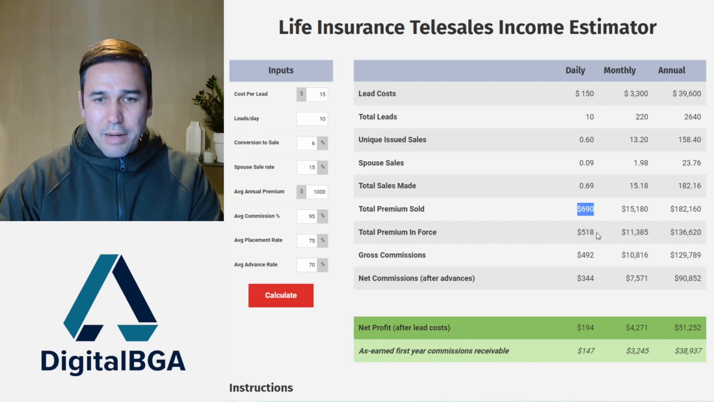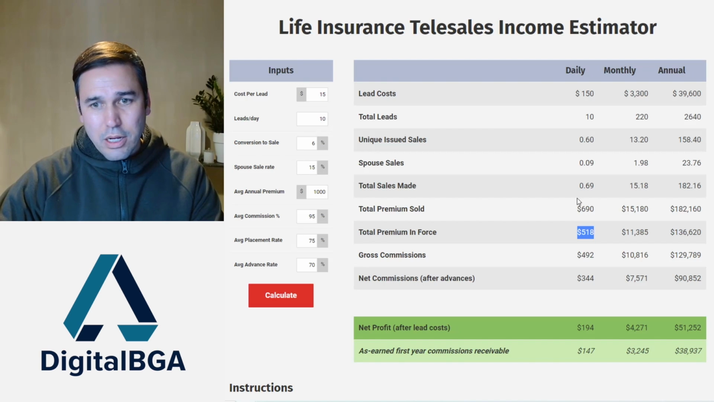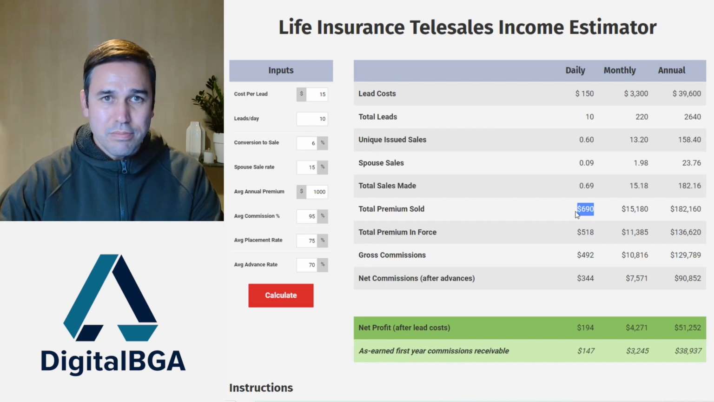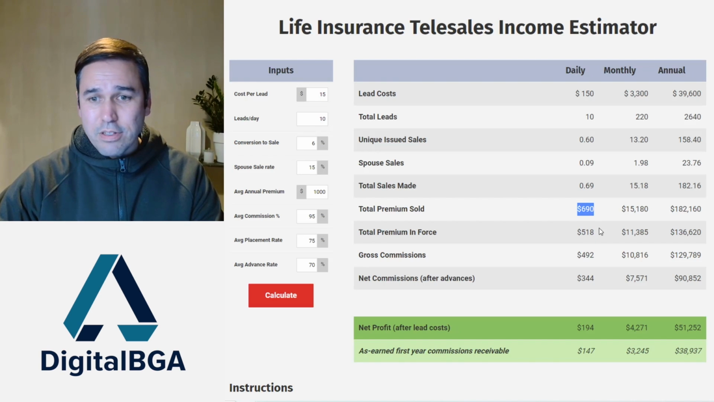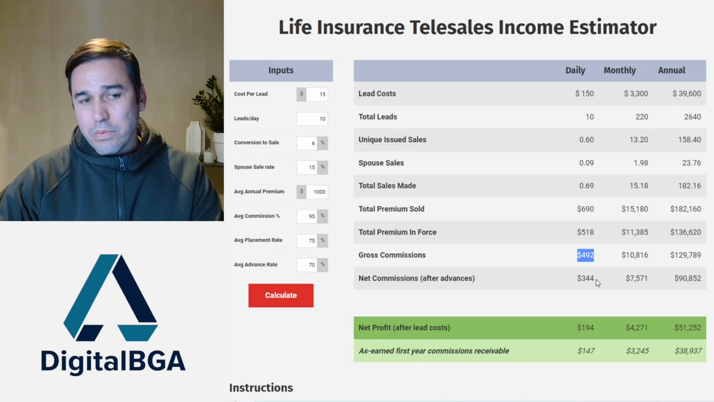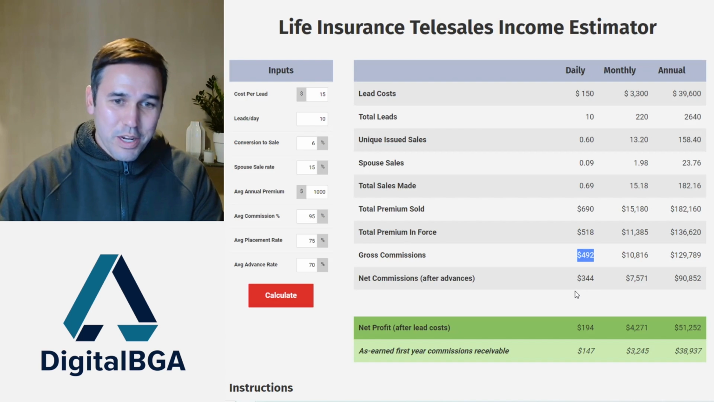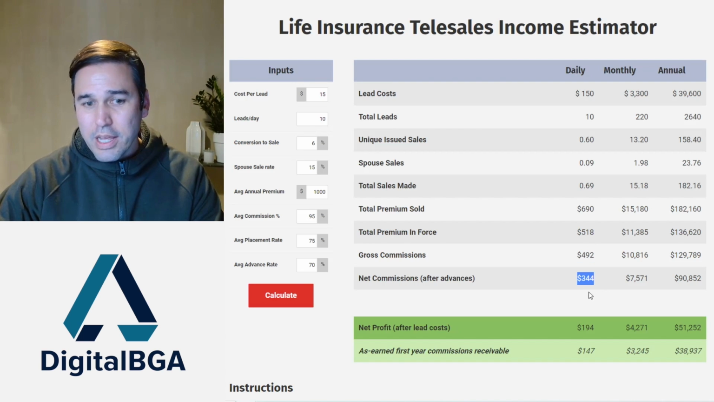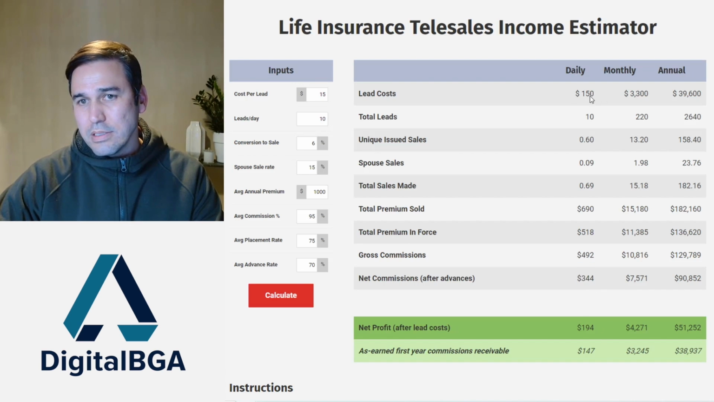And you'll put $518 in force because of the placement rate. Some of them will be declined, some of them won't place, they won't draft, right? So gross commissions, taking the 95%, it's $492. Then you take the advances, and that's $344. And then you take out the lead cost from the $344. You have $194 after lead cost.